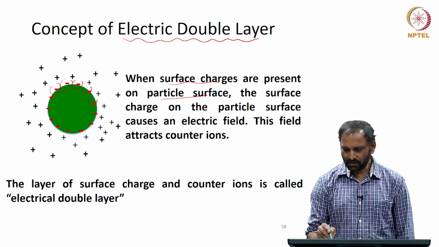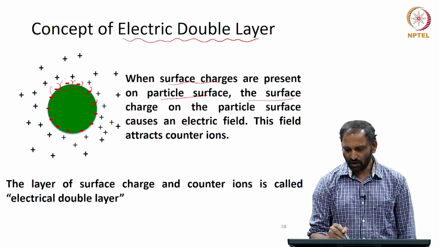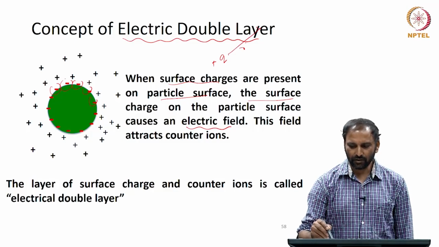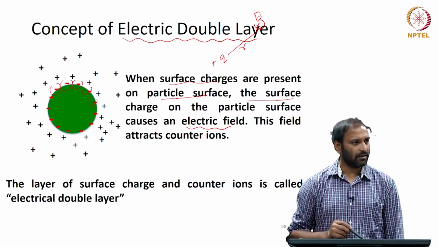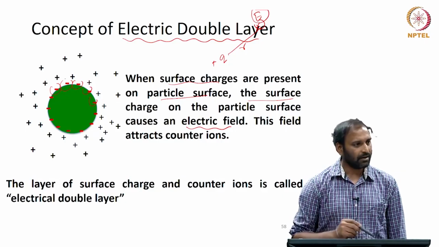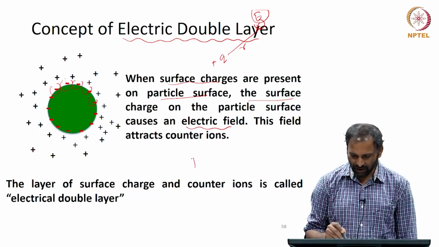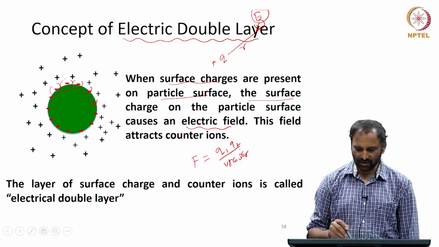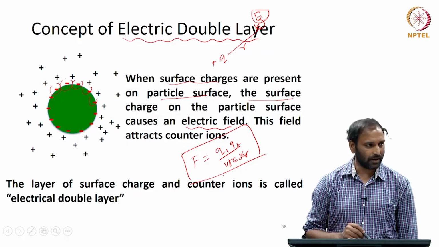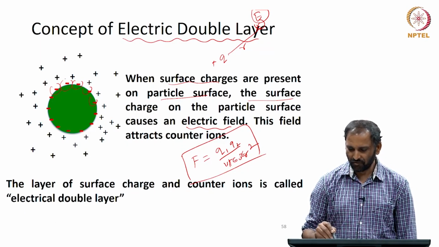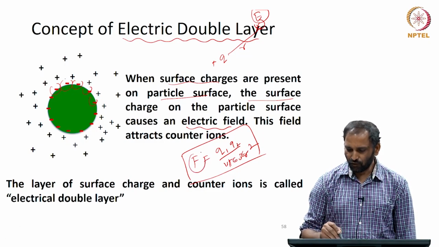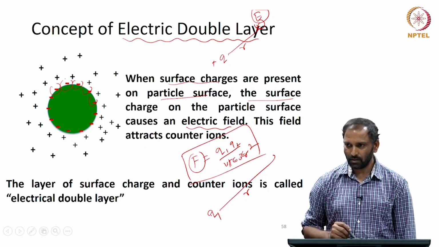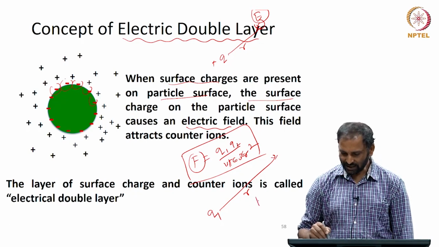The surface charge on the particle surface causes an electric field, right. Whenever you have a point charge, we know that at any particular location I can calculate the electric field. If F is q1 q2 divided by 4 pi epsilon naught epsilon r square, that is Coulomb's law, the force between the two charges. If I ask what is the electric field at a distance r from q1, it is actually given by F by q, right.